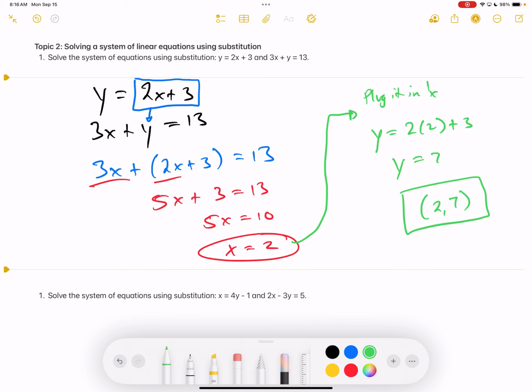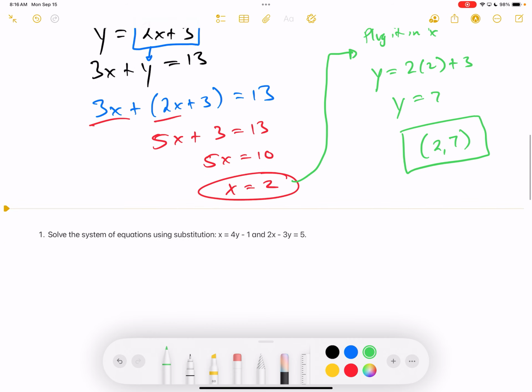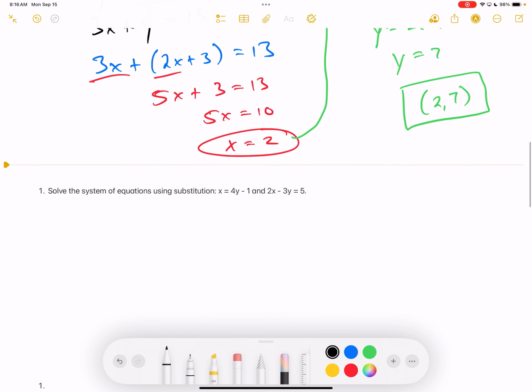I believe Alex does a very good job of not giving you fractions on these. So if you get a fraction, you probably missed a sign or something like that. But you can let me know if I'm wrong. Okay, so that's the substitution method. We'll do one more just because.